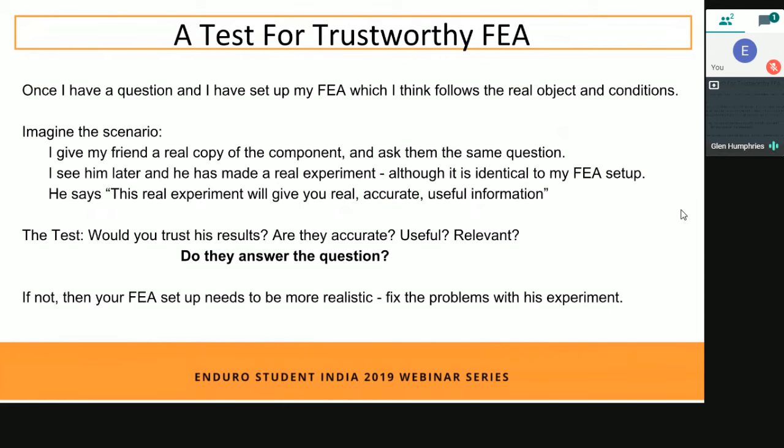And he says, "Well, this is a real experiment. It will give you real, accurate, useful information." And you have to ask yourself, if I saw this, would I trust his results? Would they be accurate? Would they be useful? And would they be relevant? Do they answer the question that I was trying to solve in the first place?